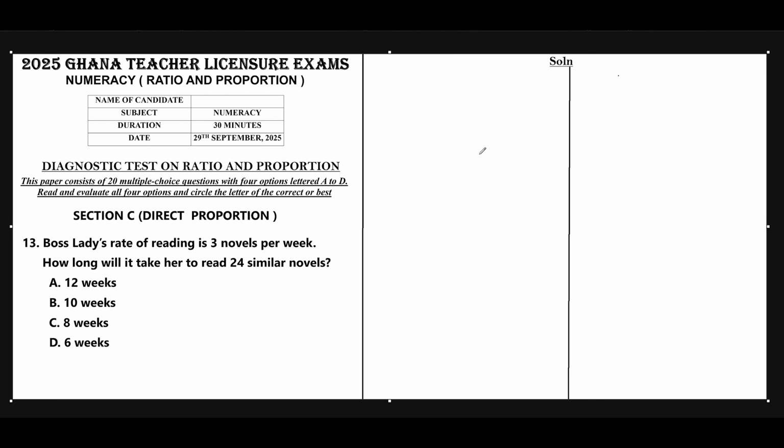Question 13. Boss lady's rate of reading is 3 novels per week. How long will it take her to read 24 similar novels? So can we identify the two quantities given in the question? So we have the number of novels as against time. So these are the two main quantities given in the question. Number of novels and then time.